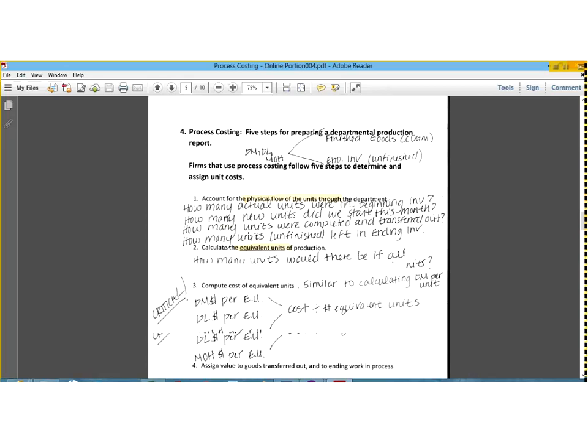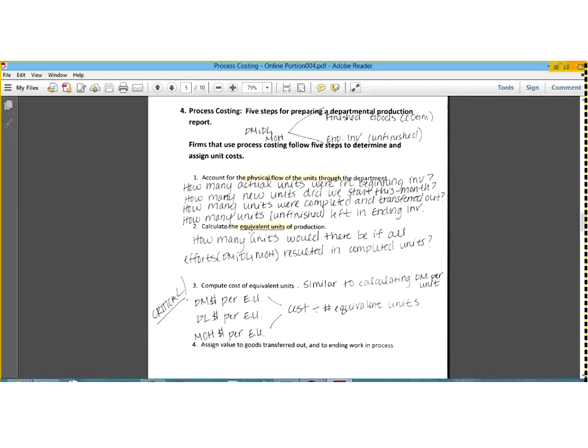Then we have to calculate the equivalent units of production. So we've got to compare apples to apples. Basically we have to answer the question, how many units would there be if all efforts of direct material, direct labor, and overhead resulted in completed units? And don't worry, I'm going to give you a template that really helps put all this information together. So in other words, you can't do step 2 without actually doing step 1 first.